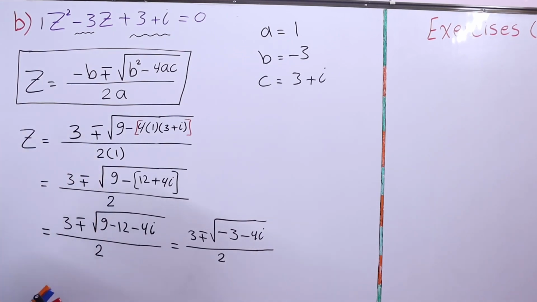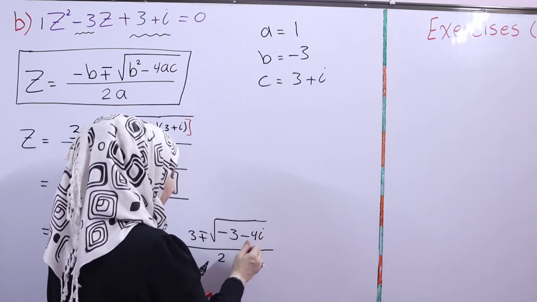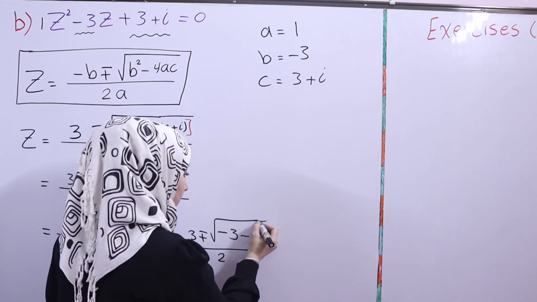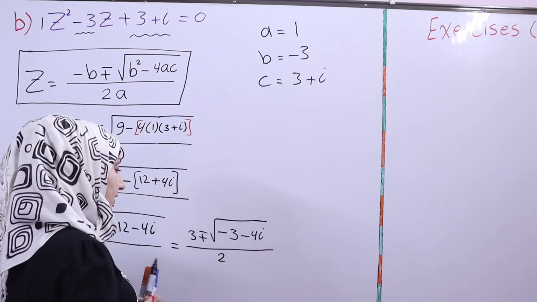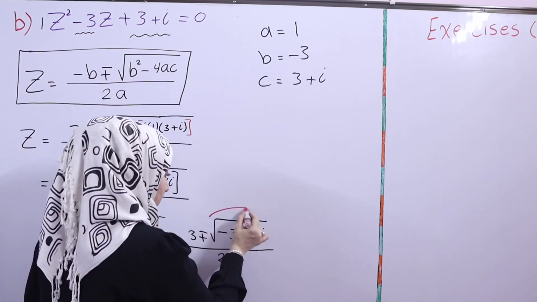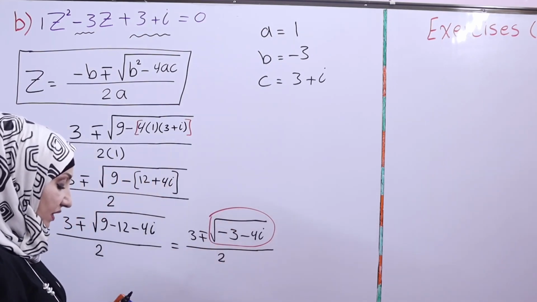So here we get the square root of a complex number. هنا نشاهد انه صار عندي جذر تربيعي لعدد مركب. How can we find the value of it?